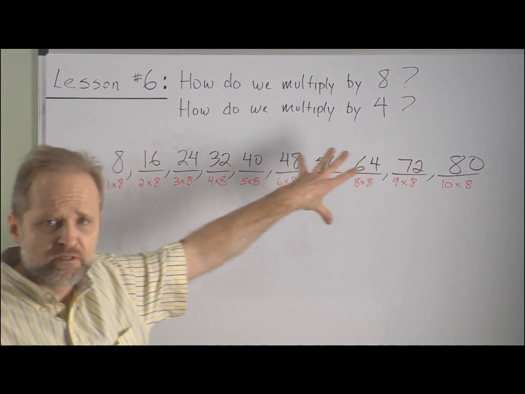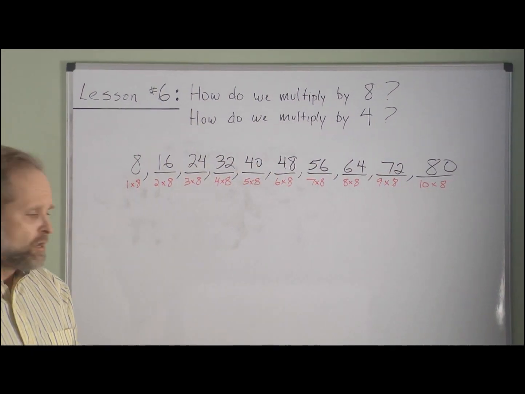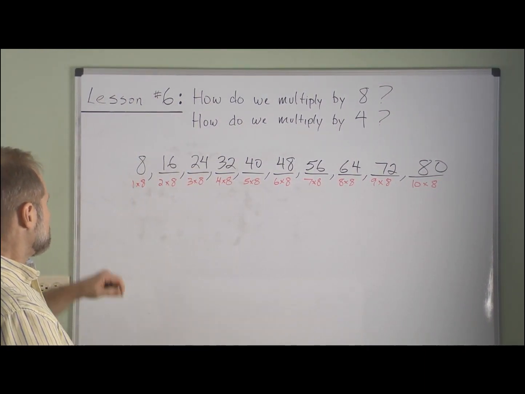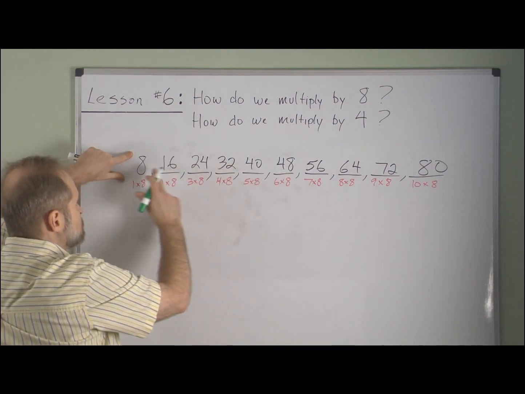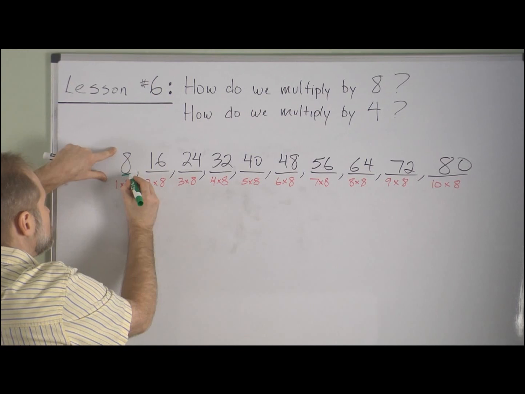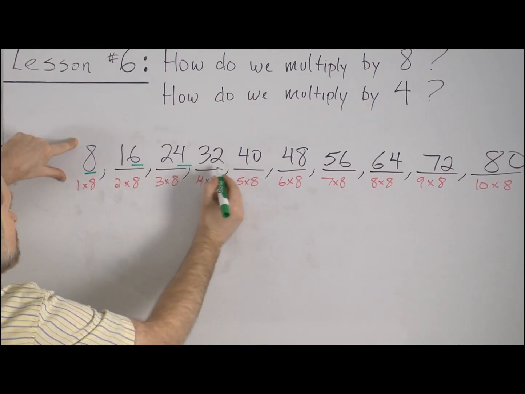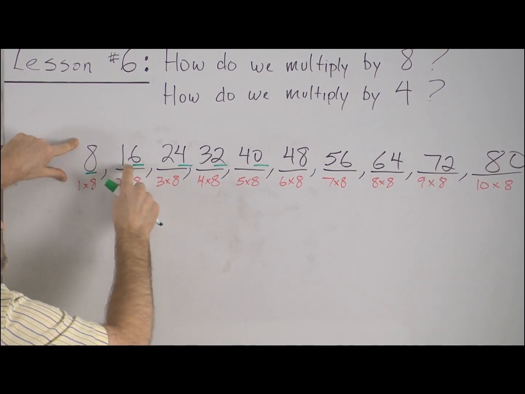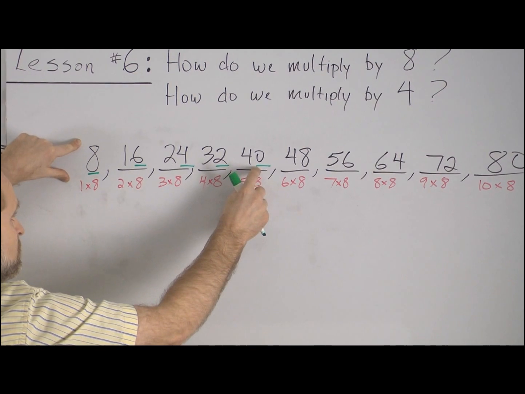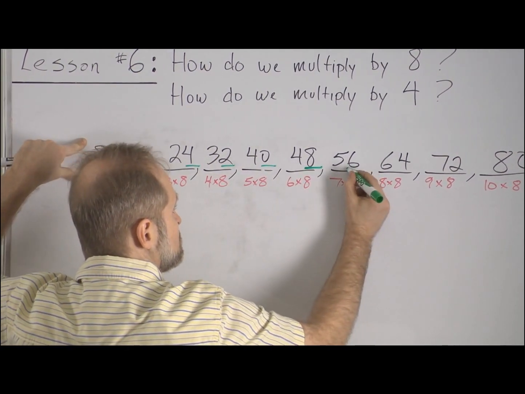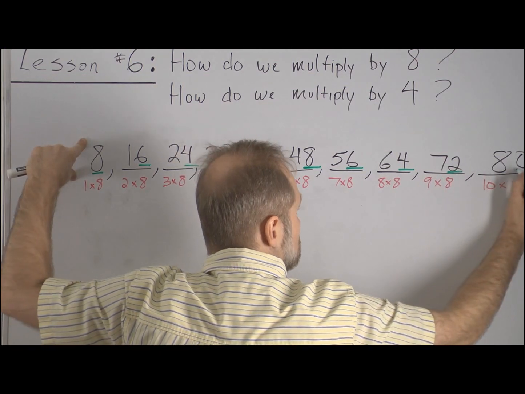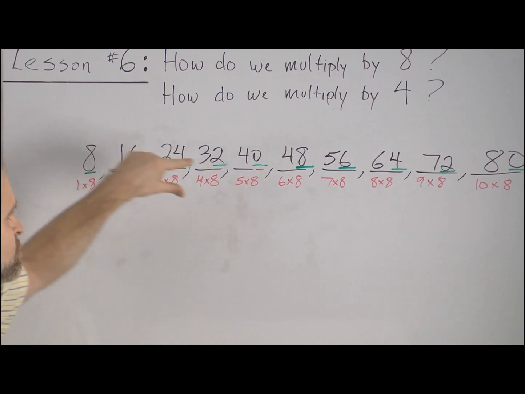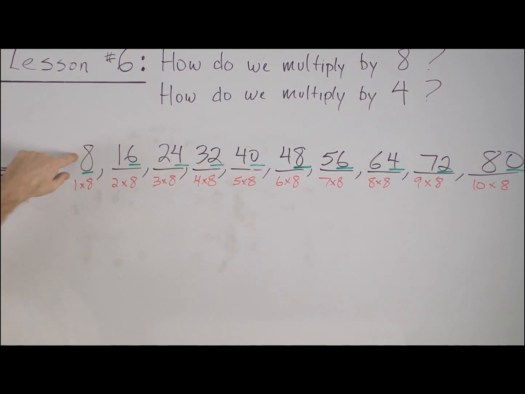First of all, I need to mention that there are a number of patterns here. One thing that you may or may not realize is that in each one of these numbers right here, the ones place, as you go to the next number, always goes down 2. So 8, 6, 4, 2, 0. And then it repeats: 8, 6, 4, 2, 0. And so that may be something that helps you as you are trying to remember these facts for 8.